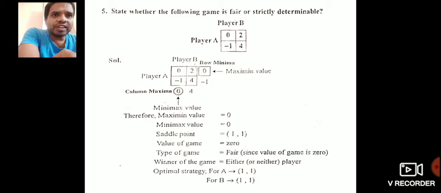Now the optimal strategy for player A: the value of the game, 0, occurs at the first row, so the optimal strategy for player A is 1, and the optimal strategy for player B: the value of the game, 0, occurs at column 1, so the optimal strategy for player B is also 1. Now the winner of the game: the value of the game we are getting is 0, so we can't predict the winner here. The 0 indicates that it may be either player A or player B who is the winner.